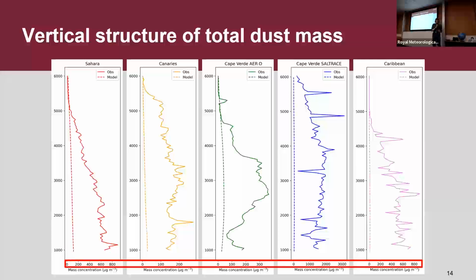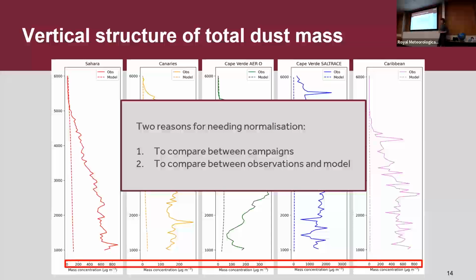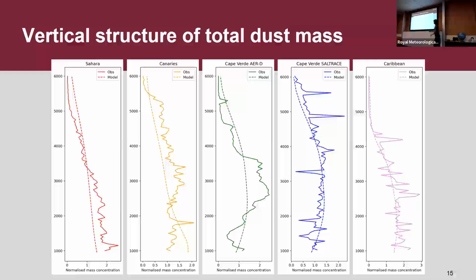And so that brings us to why we normalize. I thought I'd introduce this now because it comes back again later. The reason we need to normalize is to be able to compare between those campaigns, and then also to make it easier to compare between observations and model. So this is what it looks like when it's normalized. Much easier to look at.